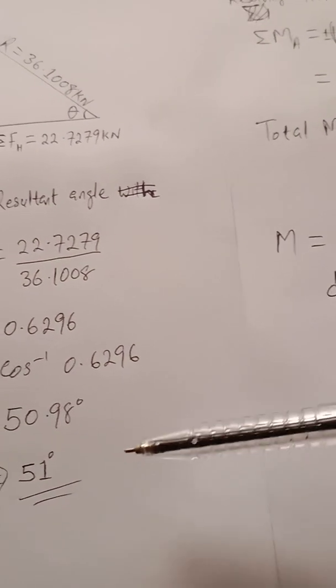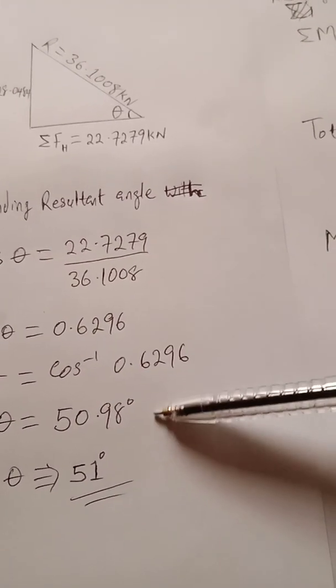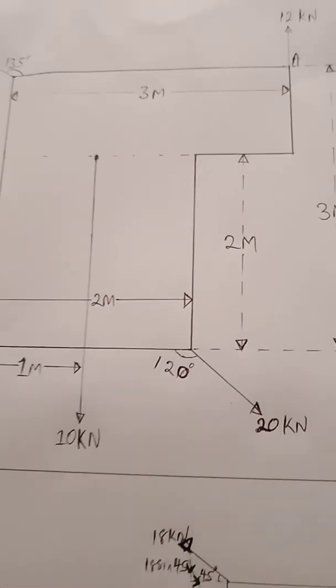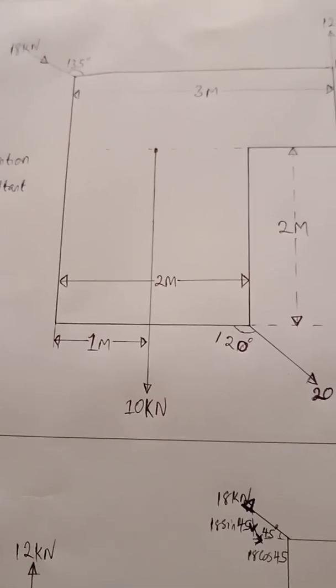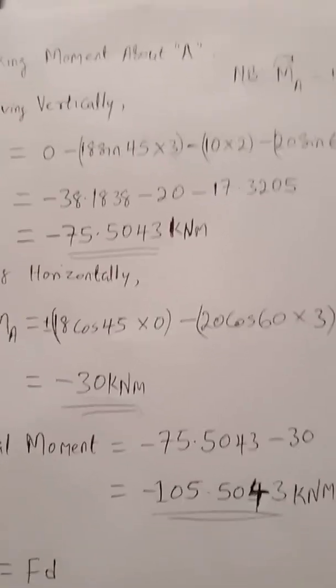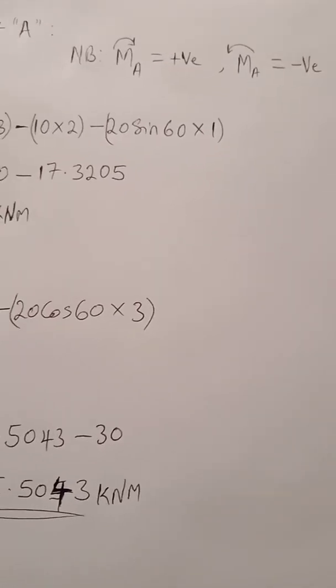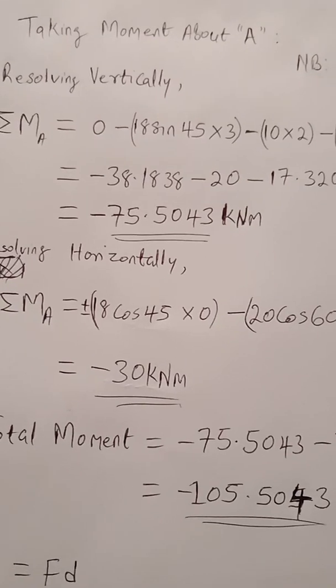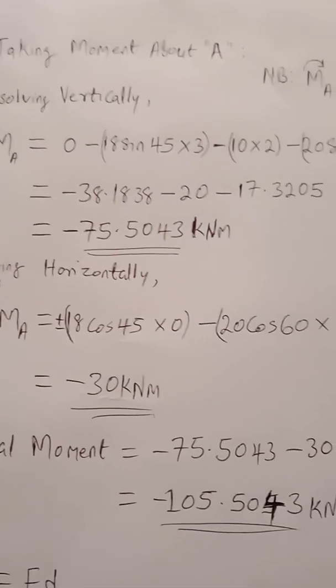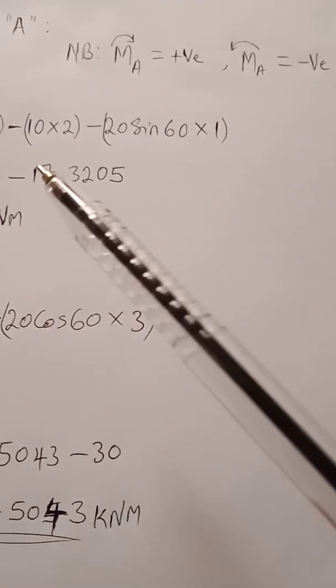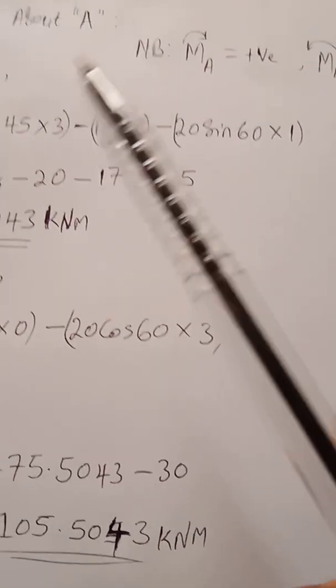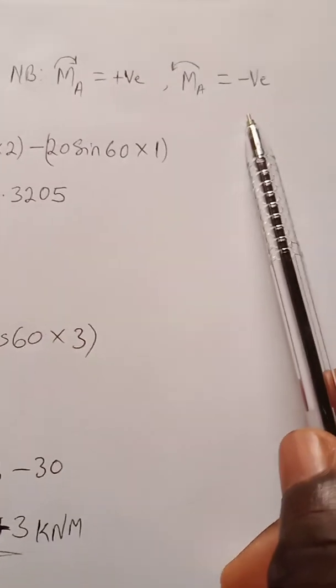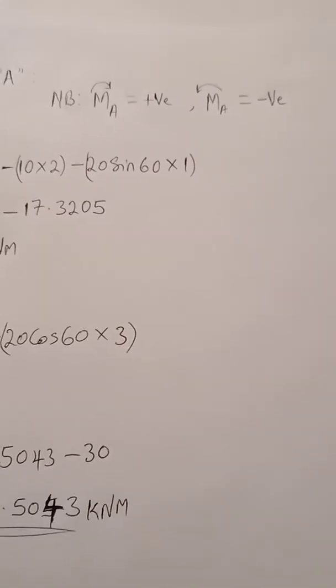Now, to determine the position of our resultant force, we are going to take moments of all the forces acting on this shape. To do that, we also have a condition to follow here. The moment we are taking is going to be about A. So in order to take moment about A, we have to follow two conditions: moments that turn the shape clockwise should be positive, while the ones that turn the shape anti-clockwise should be negative. So what do we mean by that?